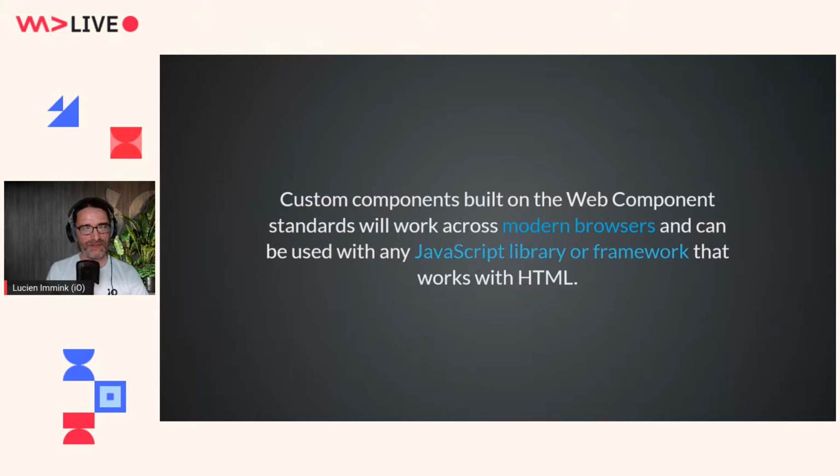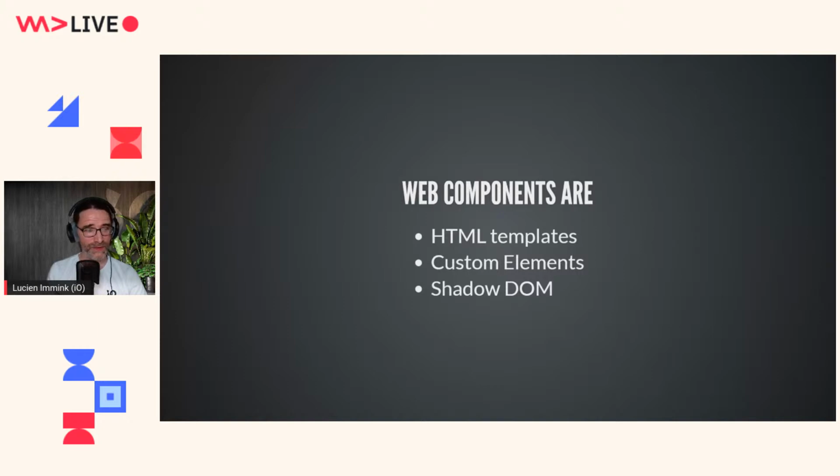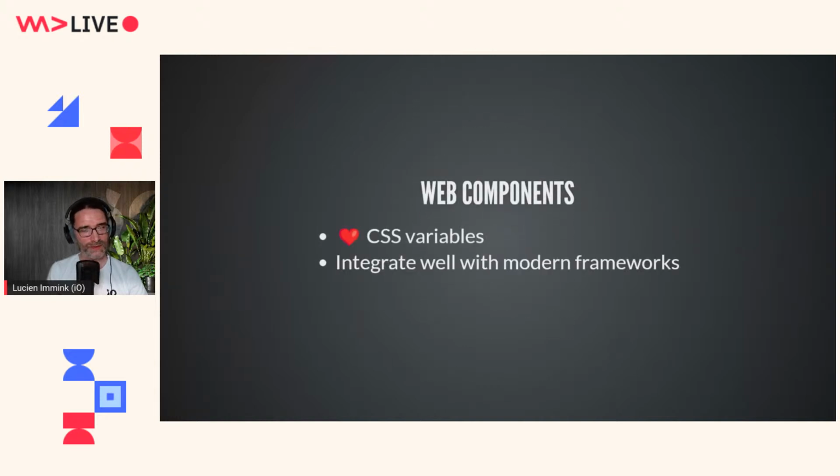And that they can be used with any JavaScript library or framework as long as that framework works with HTML, which is why React is sort of troublesome at the moment. I've shown you that web components consist of HTML templates, custom elements, and the shadow DOM. Those 3 powers combined are what we call a web component. I've shown you that a web component loves CSS variables, that it integrates well with the modern frameworks, and of course, that's the only reason why I'm here, to show you that it can fetch some album art.